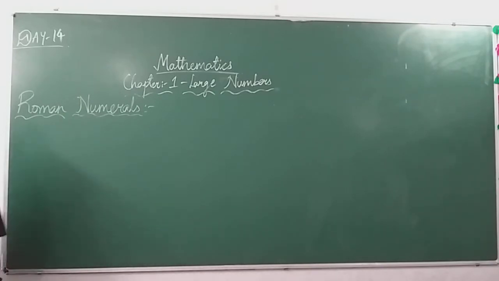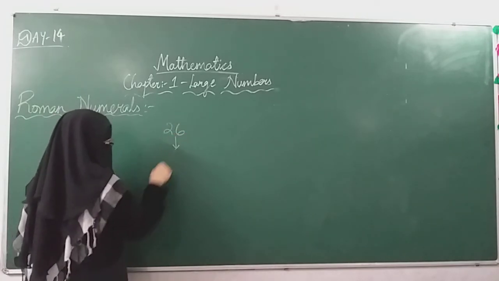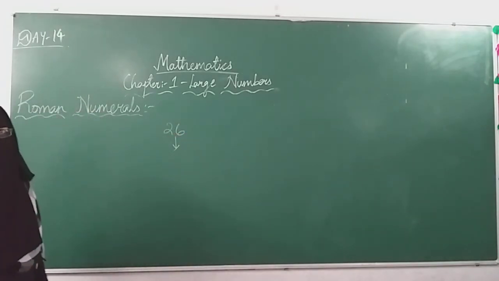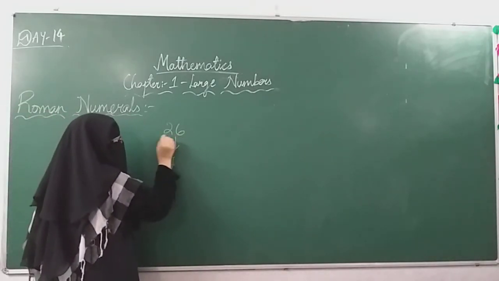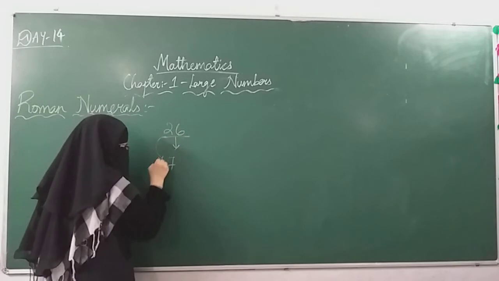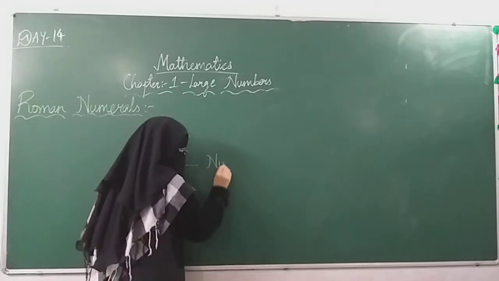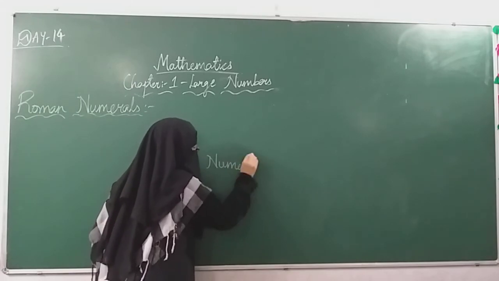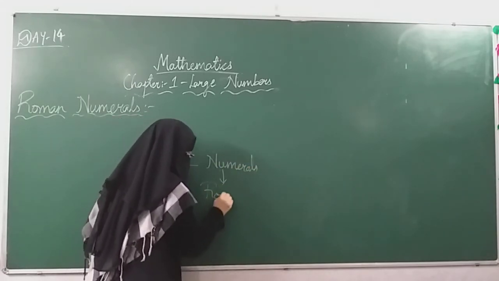In English, how many alphabets are we having, students? 26 alphabets, right? From those 26 alphabets, in ancient times, in olden days, the Romans used 7 letters. From the English alphabet, they took 7 letters to represent numerals. Numerals are nothing but numbers. So those numbers are known as Roman numerals.